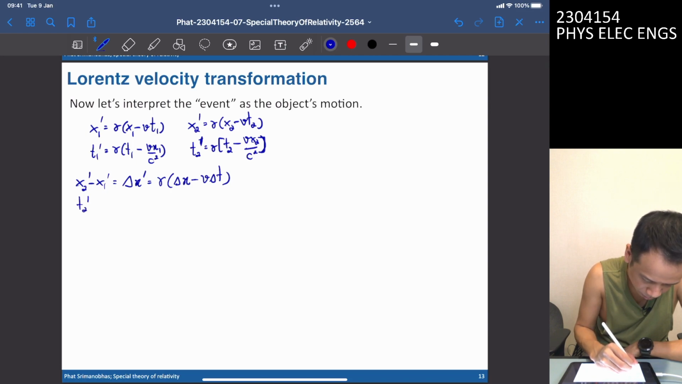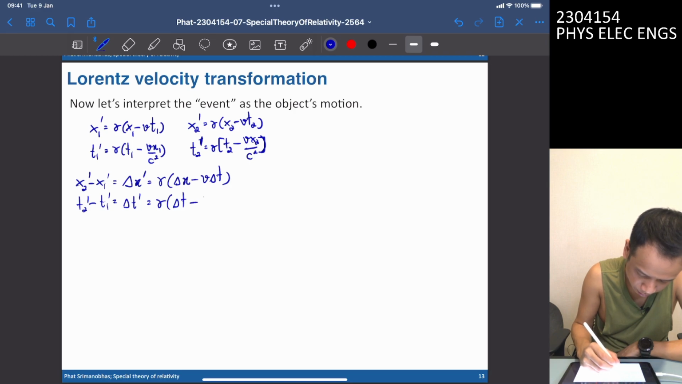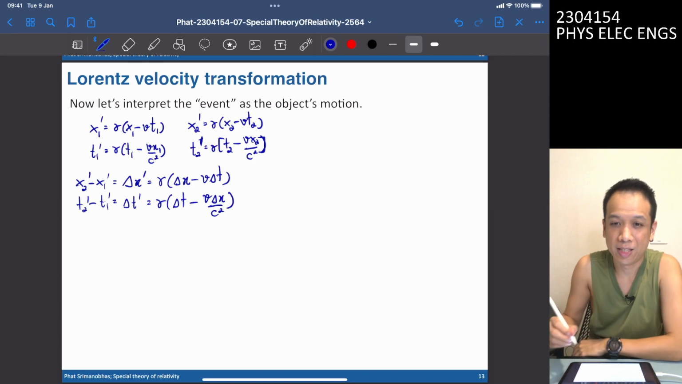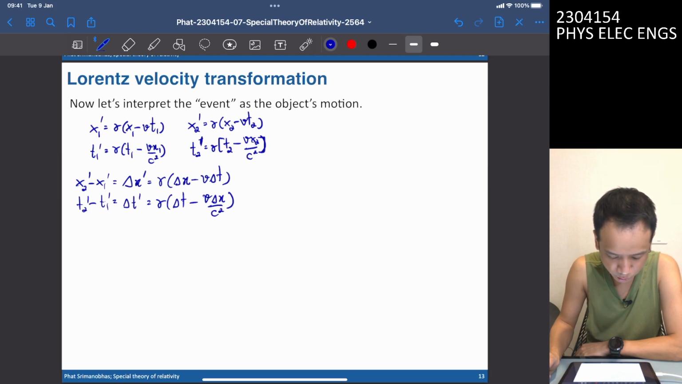And t2 prime minus t1 prime, it's delta t prime, it's gamma (delta t minus v delta x divided by c squared). Sorry, not equal. It's quite late tonight that I'm making this video, I'm sorry. Okay, so you get this pair.